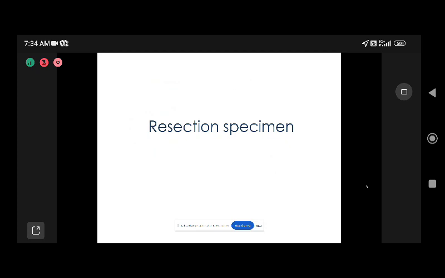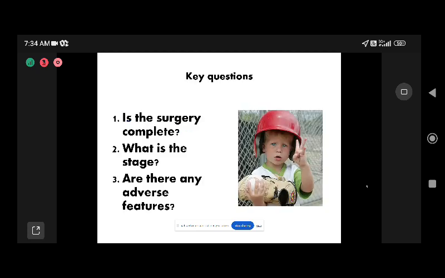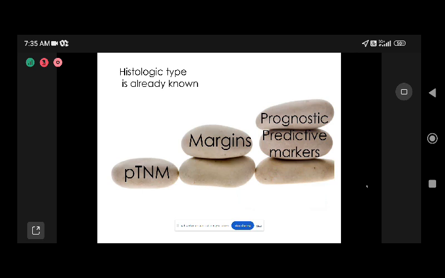Our job changes when we deal with a resection specimen. Here, the diagnosis is mostly known at this time. It should be known. The key questions here are: is the surgery complete? What is the stage of the tumor? And are there any adverse features? We provide this by giving you the pathologic TNM staging, the status of the margins, and also try to give you as much prognostic information as possible from the tumor to tell you whether this has an adverse biology or not, and whether you need to add adjuvant therapy or not.